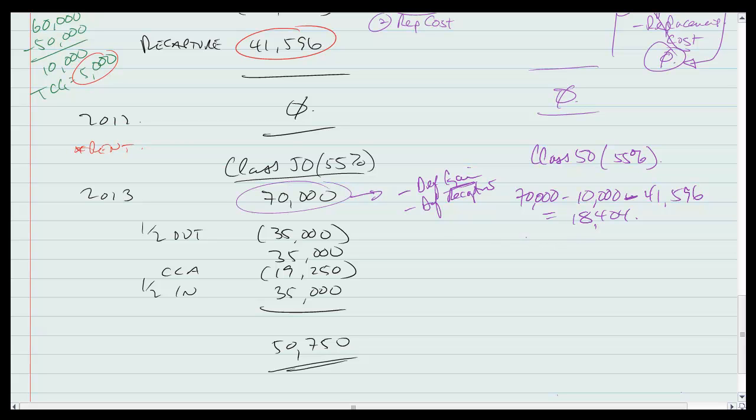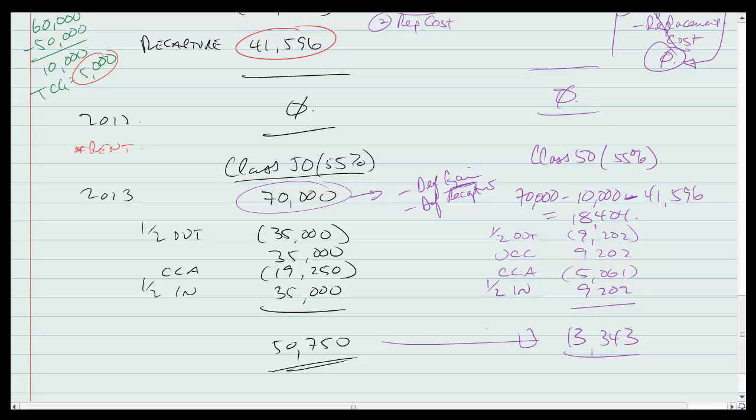So then everything else mechanically is the same. The half-year rule takes it down to 9,202. That's going to give us our UCC of 9,202. That's going to give us CCA at 55% of 5,061. I'll always do that: we're going to put the half back in of 9,202 to get us to an ending balance of 13,343.